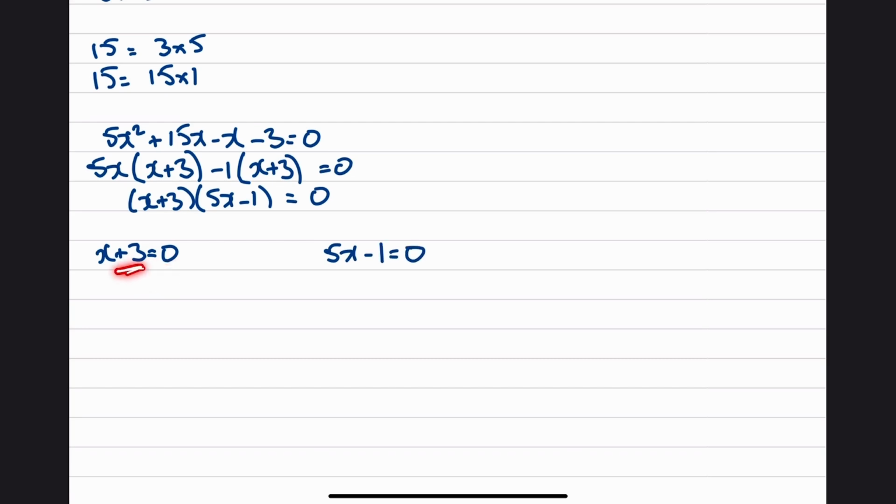3 is positive 3 over there. If I take it over there, it'll be a negative 3. So x equals negative 3, that's the first answer. And it's negative 1 over here. If I take it over there, it becomes positive on the other side of the equation. And 5 is multiplied with x over here. If I take 5 over there, it'll be divided. These are my two answers.